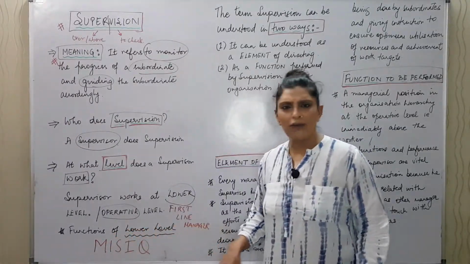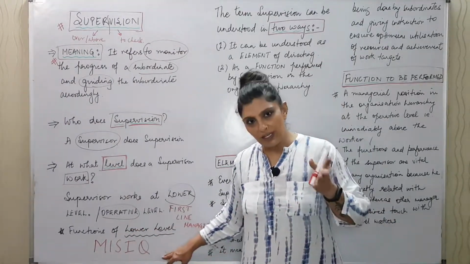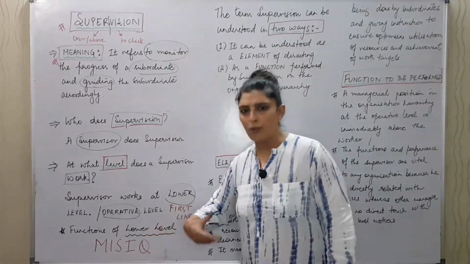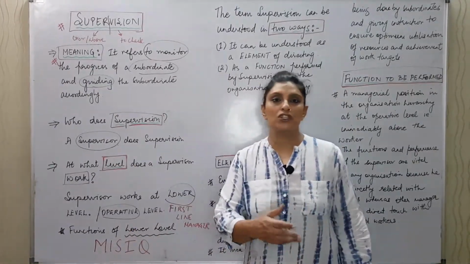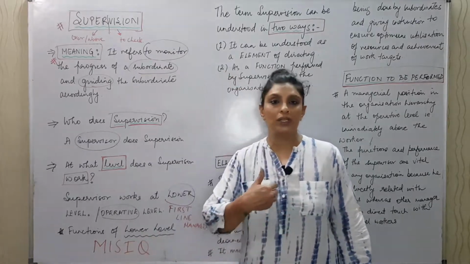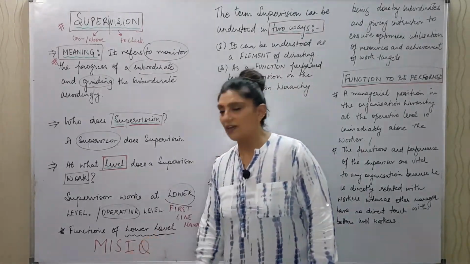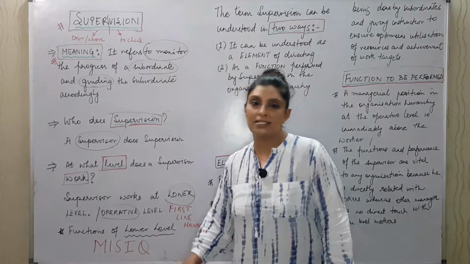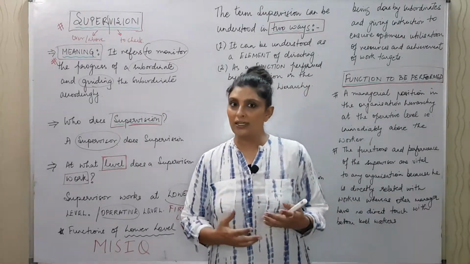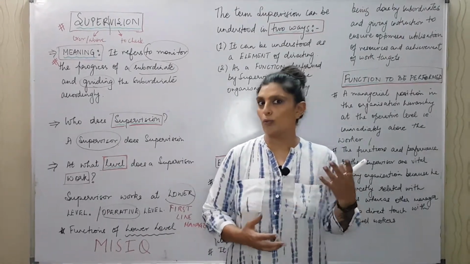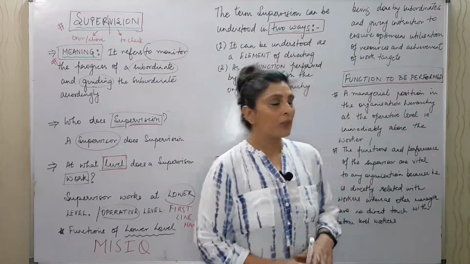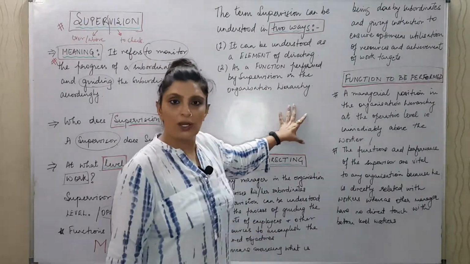I've made a kind of acronym, and this is given in that video. In case you've forgotten, just a small recap. M as in minimum wastage of work, I as in interacting with the actual workforce, S for the safety standards, I as in instruction, and Q as in quality of standards or quality of workmanship at the lower level.